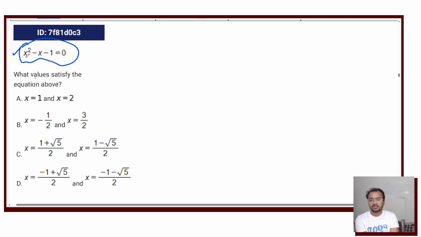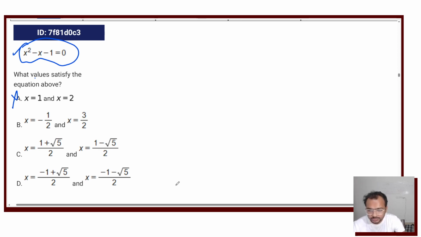So we can plug in x as 1. So square of 1 minus 1 minus 1. Square of 1 is 1, minus 1 minus 1. So that is negative 1. It's not equal to 0. It means A cannot be correct. So I can eliminate this. We can do the same thing with B. But to get C or D, we'll have to either use the quadratic formula or we can also go with Desmos.